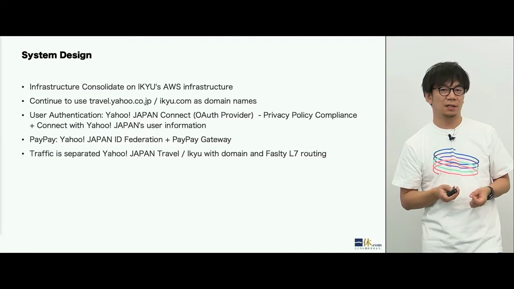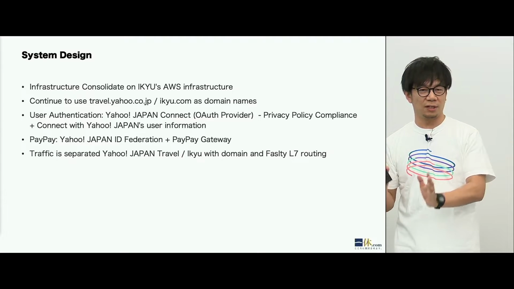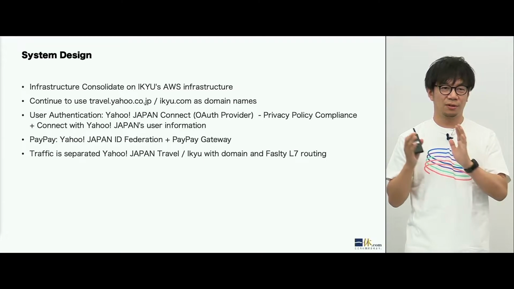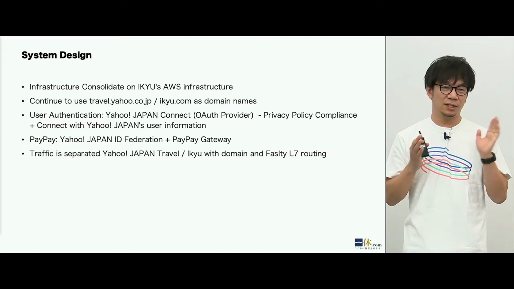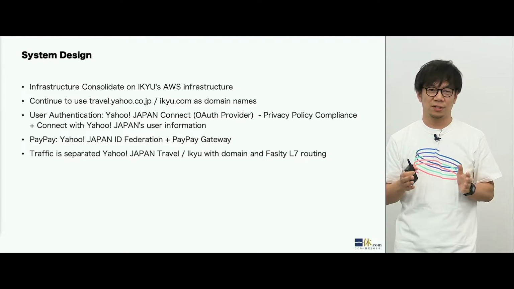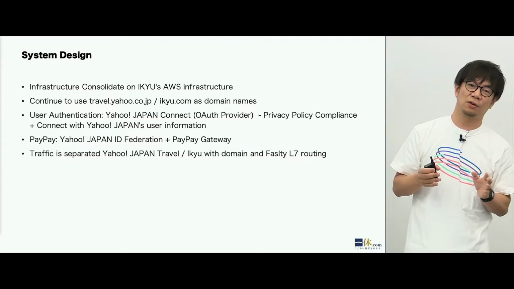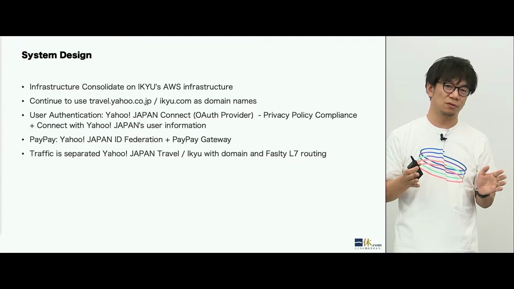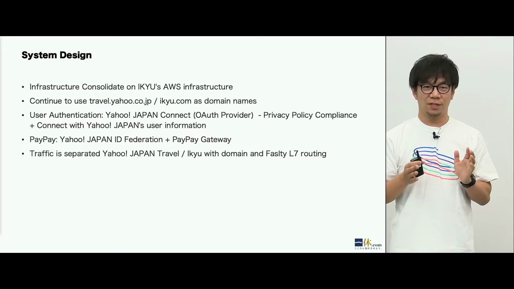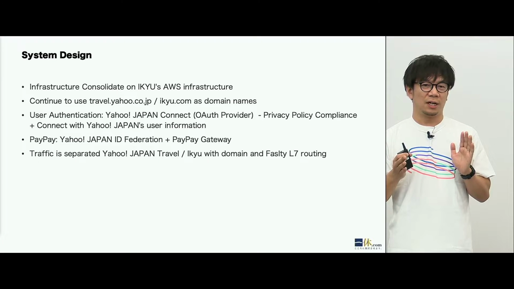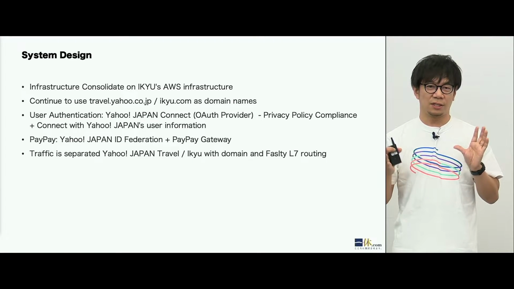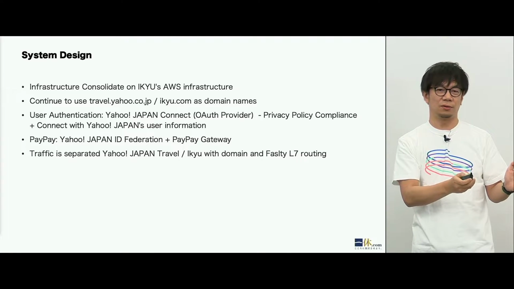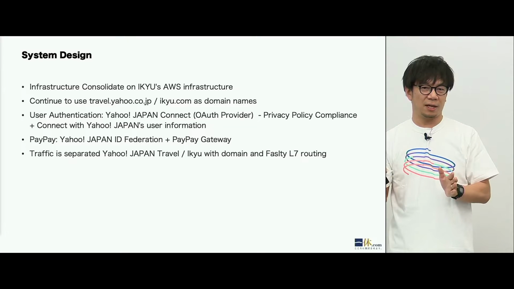And in terms of system design, we have to integrate the system. So the infrastructure is AWS EQ system. And then, of course, domain names will remain the same as before. And in integrating two systems, one of the key points is that Yahoo Japan Connect or auth provider was what Yahoo Japan was. So we wanted to leverage that, and the privacy policy should be followed. But when the two systems are integrated, Yahoo ID login, Yahoo Japan ID login should be able to be used.